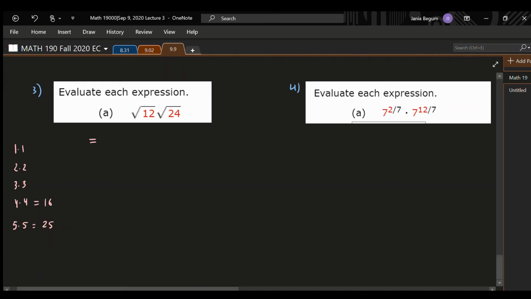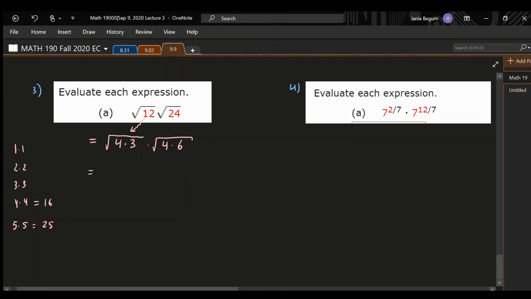Can we rewrite 12 as a perfect square and a non-perfect square? So we can do 4 and 3. Because 3 times 4 is 12, and 4 is a perfect square, so it can come out of the radical. Great. Now let's move on to 24. How can I rewrite square root of 24? So again, I can do 6 and 4. Well, that's pretty nice, right? Now let's make these come out, right?